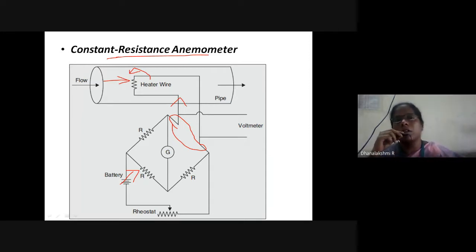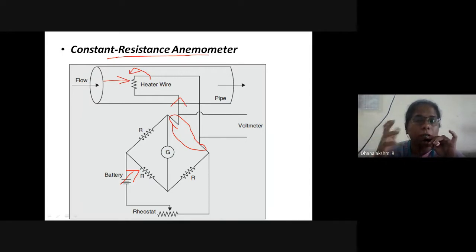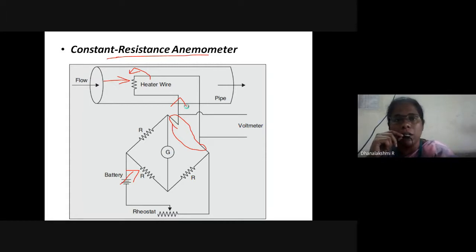In this constant resistance anemometer, whenever the heat is transferred, the resistance of the wire will change. But in order to maintain that resistance constant, the current will be adjusted, increased or decreased, so that the initial resistance and temperature are maintained. The current that is adjusted is the value that is proportional to the flow of liquids. This is how we use both the constant current anemometer and the constant resistance anemometer for measuring the flow.